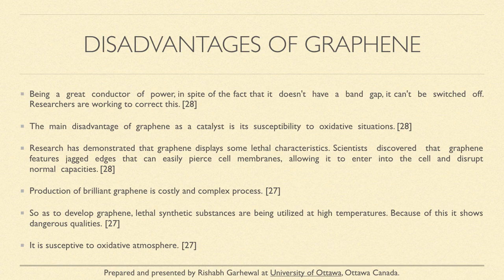Scientists discovered that graphene features jagged edges that can easily pierce cell membranes, allowing it to enter into the cell and disrupt normal functions. Creation of high quality graphene is an expensive and complex process. In order to grow graphene, toxic chemicals are used at high temperature. Due to this, it exhibits toxic qualities.